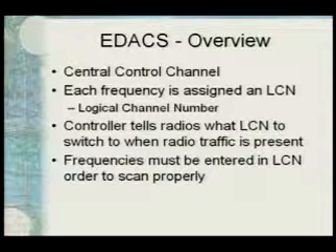So when someone keys up, and that control channel says, oh, jump to LCN 4, you're going to jump to what is really LCN 5 or 2 or whatever, because you've got them programmed in the wrong order. So it's very key that you get the LCN numbers correct when programming up an EDACS system. The controller tells all the radios to switch, and then they jump back. So frequencies must be entered in LCN order to be able to scan that or listen to it if you have an actual EDACS radio.